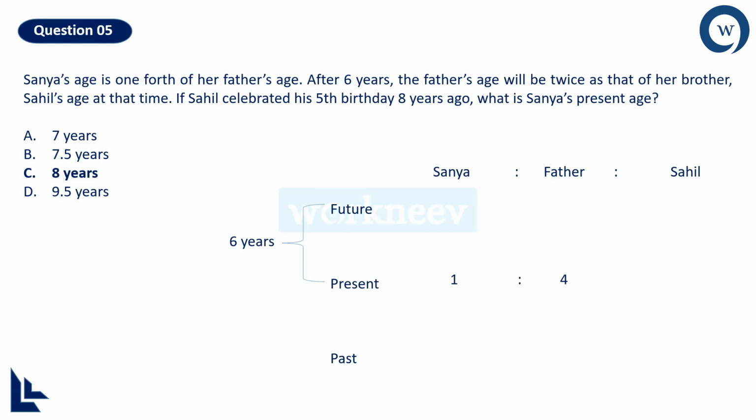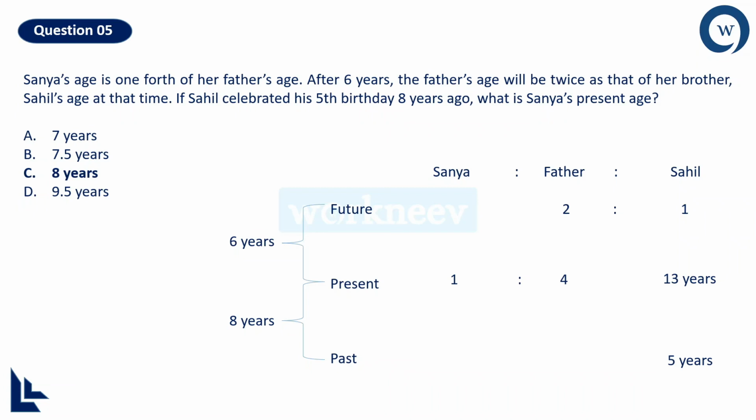So 6 years later, what will happen? If Sahil is 1, father will become 2. Now, the next part of the solution is Sahil's 5th birthday. It happened in the past only, right? That's why I've taken it in the past. He was only 5 years old and his 5th birthday happened 8 years ago from now. So, if it happened 8 years ago, then what is the present age of Sahil? Definitely, the present age of Sahil will be 5 plus 8, which is 13 years.